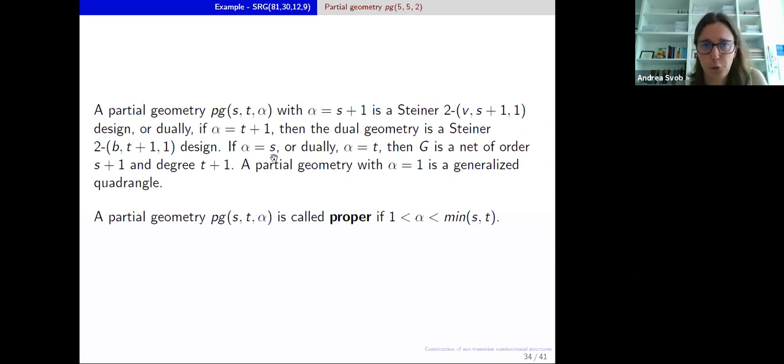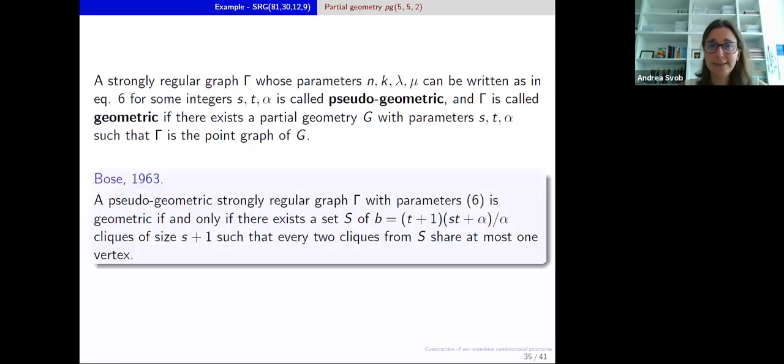If alpha is equal to S and alpha is equal to T, then G will be a net of order S plus 1 and degree T plus 1. And the partial geometry having alpha equal to 1 is a generalized quadrangle. And we say that a partial geometry is proper if alpha is bigger than 1 and smaller than the minimum of S and T. And this will be important.